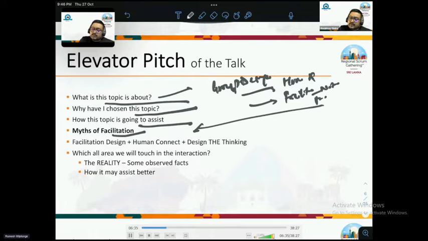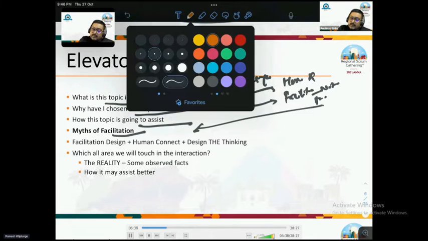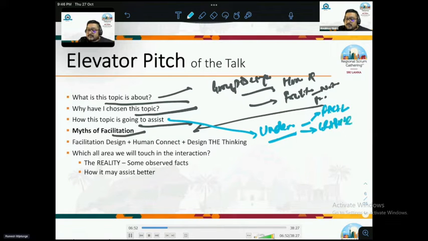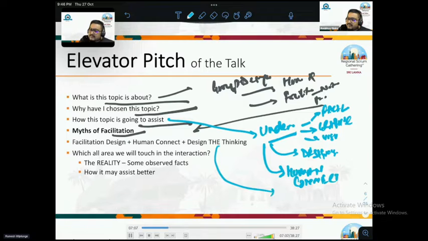How is this topic going to assist? Of course, let me change my color. We are going to build our understanding on three areas: facilitation, then graphic facilitation or visual facilitation, what is in designing facilitation, and then we will look at the human connect, why this is important, and lastly a few canvases to highlight the design thinking. This is what I'm going to do today, and some realities which I have experienced, facts which I shared already, but I will be talking a little more. So let's move ahead in this discussion.